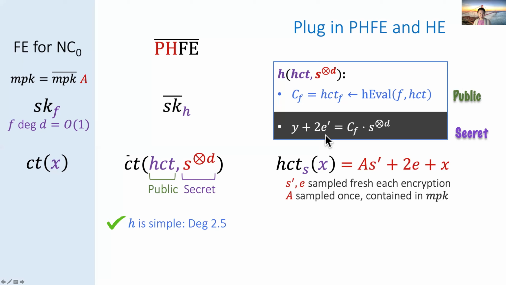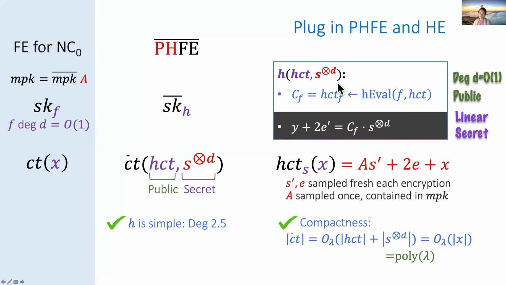The good news is that now the function H is indeed simple. It has degree 2.5 because the homomorphic evaluation has exactly the same degree, which is a constant, as the function F to be computed. And the secret part of the computation that depends on the HE secret key is in fact just linear. In addition, the ciphertext is also very compact. Its size scales with the size of the HE ciphertext, and also the secret key of the HE, which is just some polynomial in the security parameter, and hence the entire ciphertext is linear in the input length.